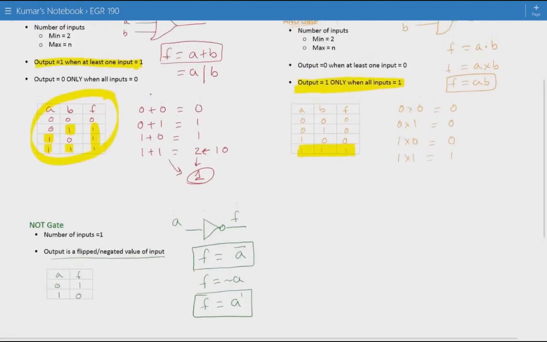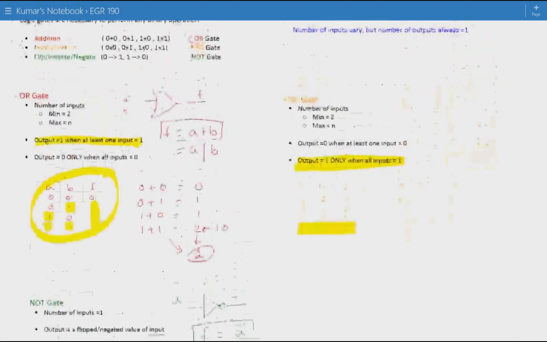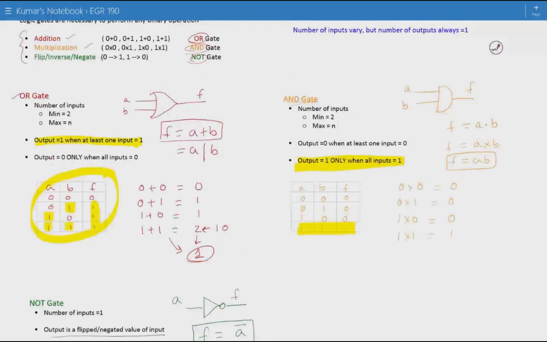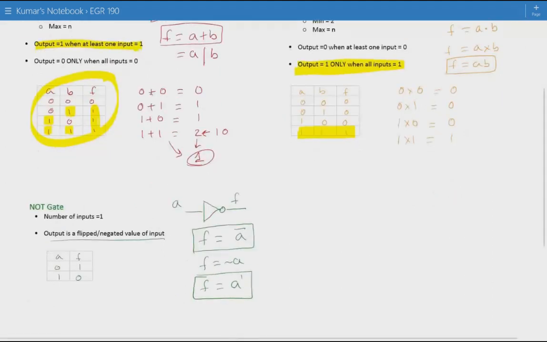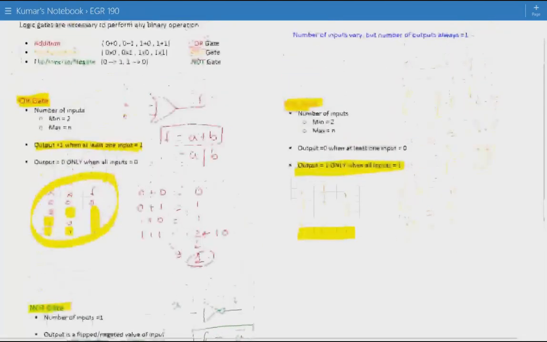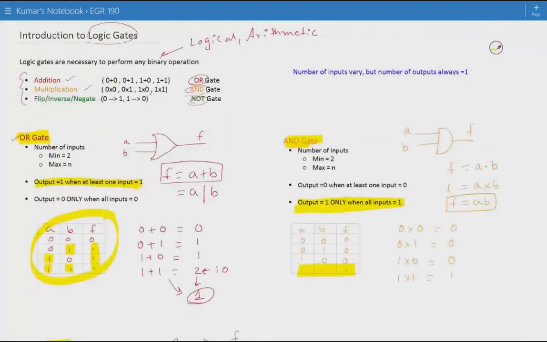That's it. So basically, in this class, we're going to look into 3 logic gates for right now. The first one is the OR gate, the second one is the AND gate, and the third one is the NOT gate. And one point I want to bring to your attention once again is that it doesn't matter how many inputs you have, for any logic gate, the number of outputs is always equal to 1.